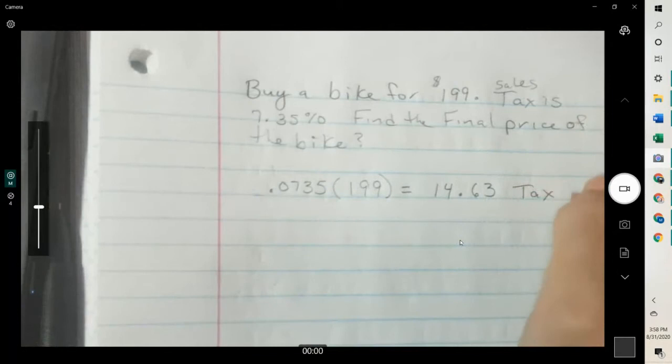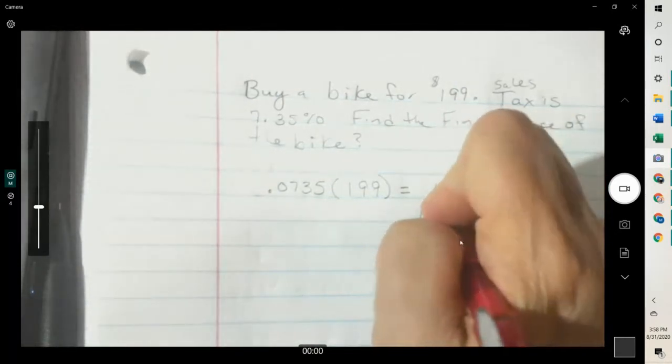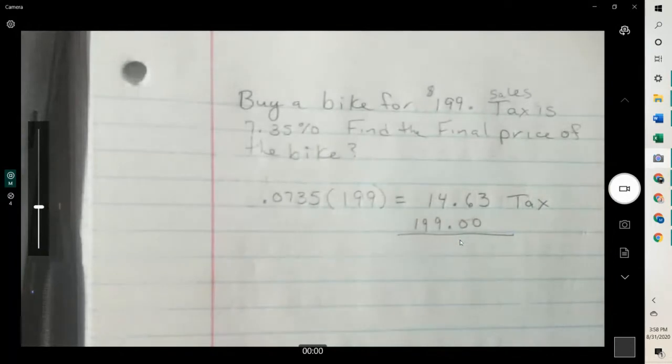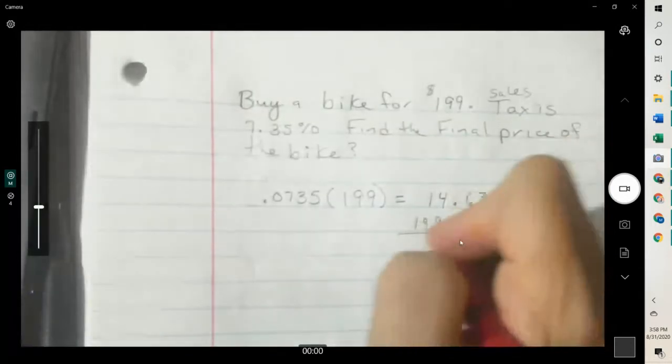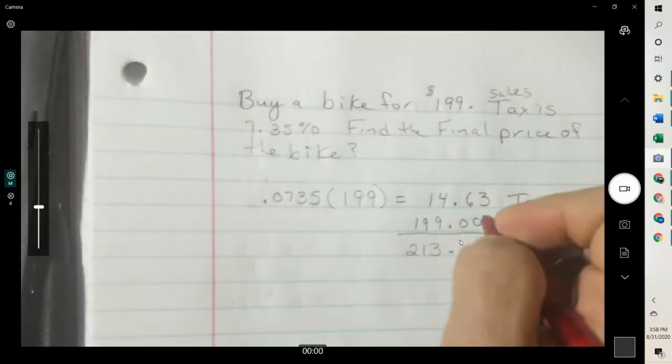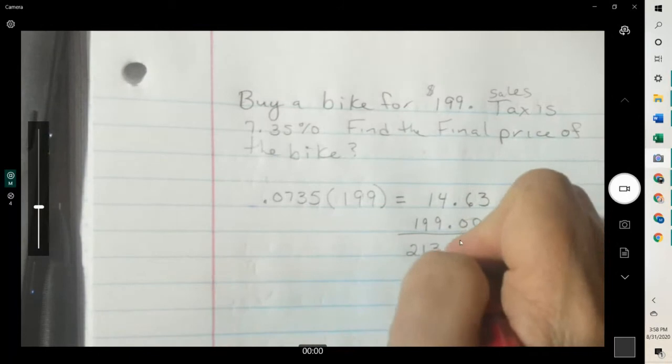The total price of the bike, we would have to add the 199 on. And we get 213.63.